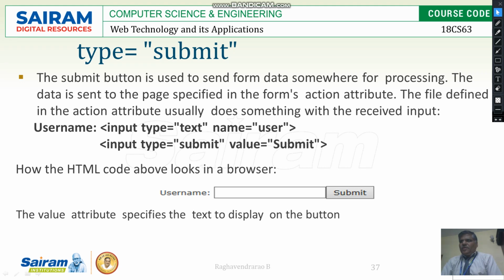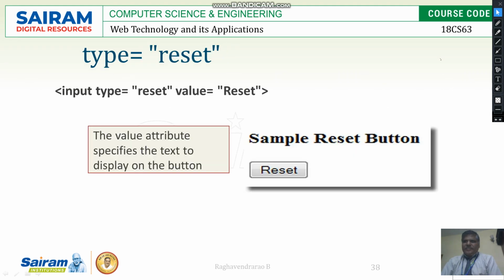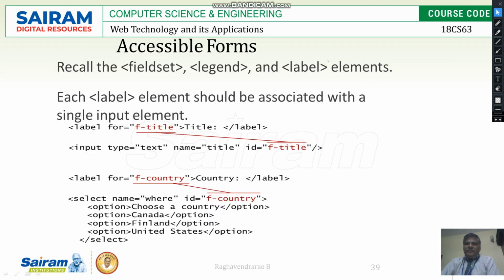Suppose you are going to make some mistakes or errors. At that time, there is a reset button present in this. Input type is reset, value is reset. So click on this reset button, and whatever you have written in the form, everything is deleted. That is the purpose of this reset button.